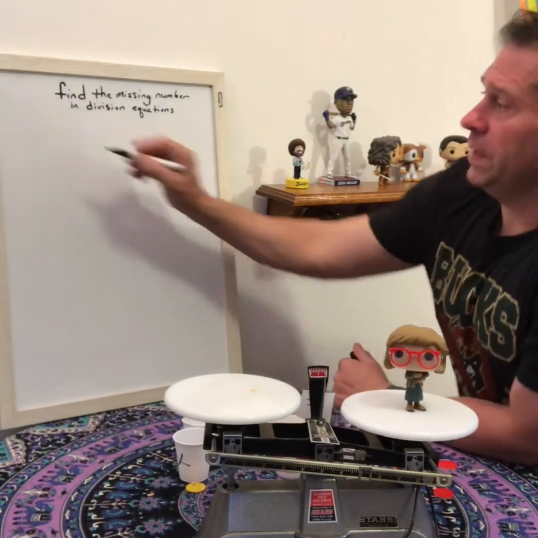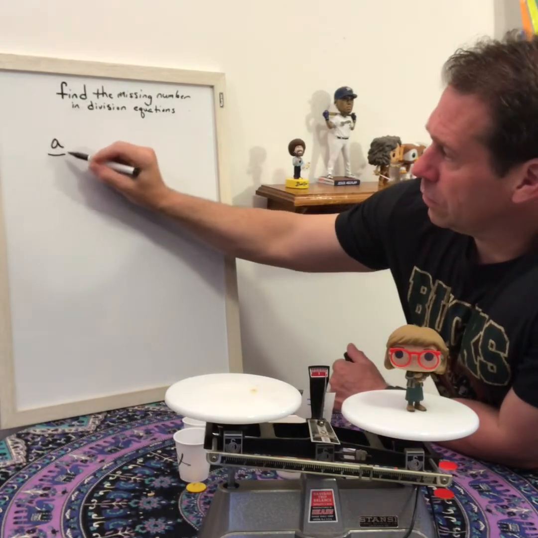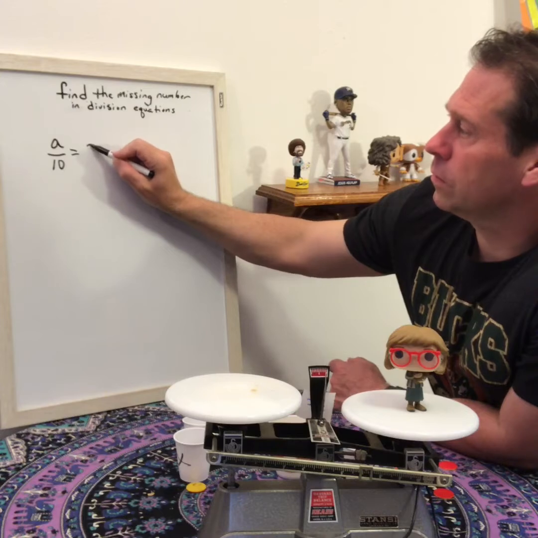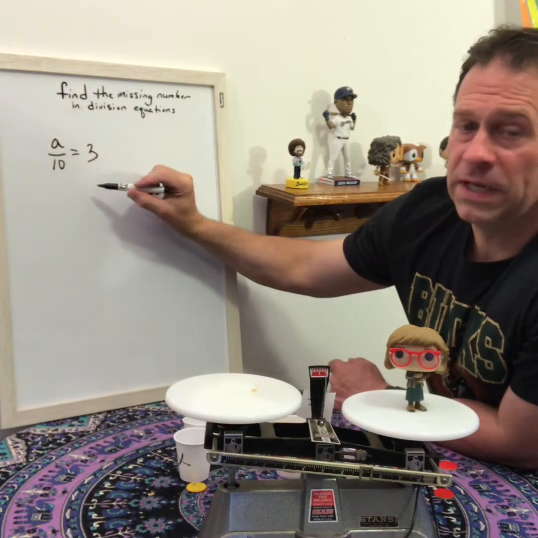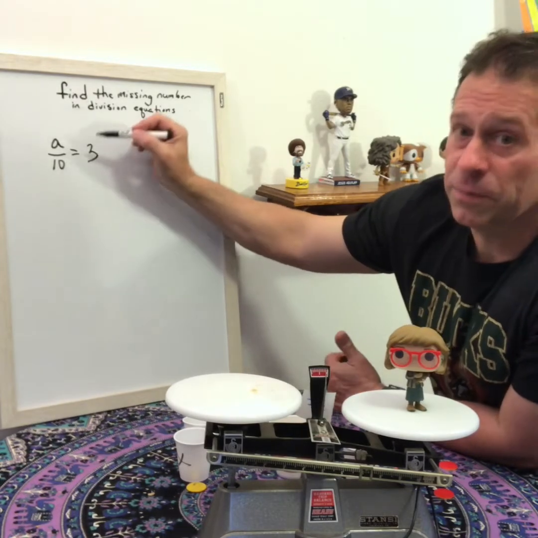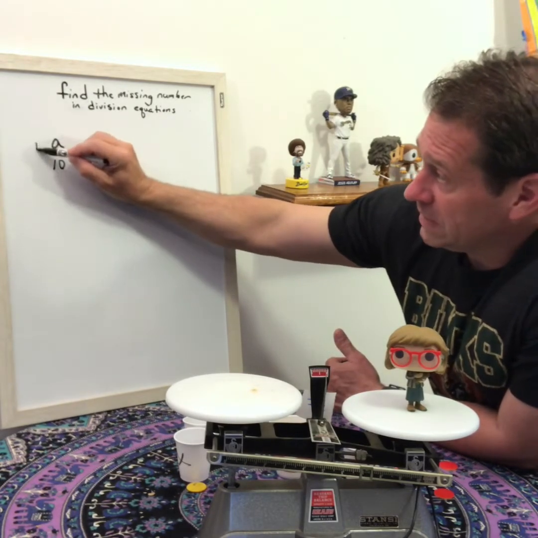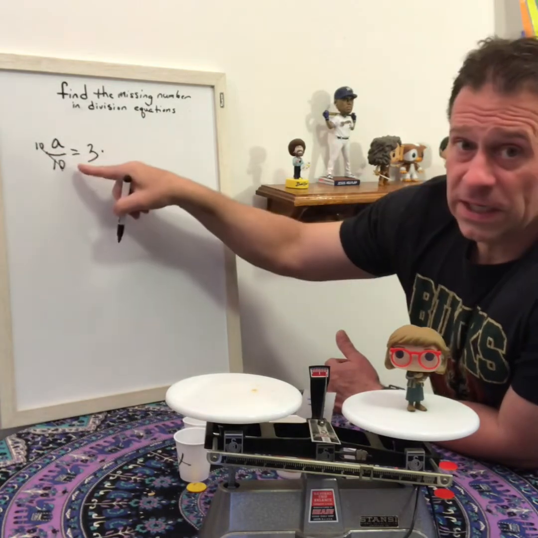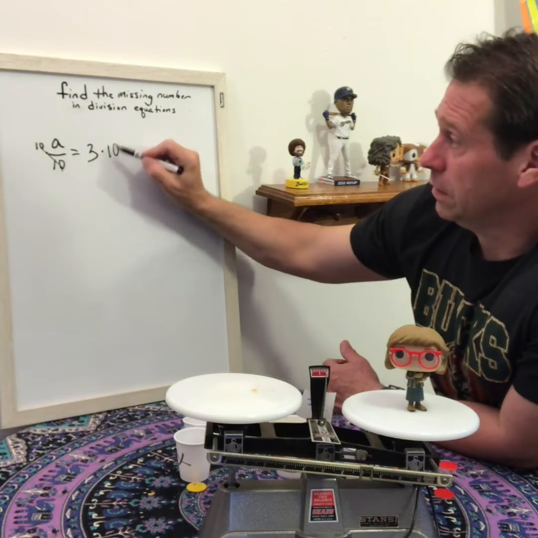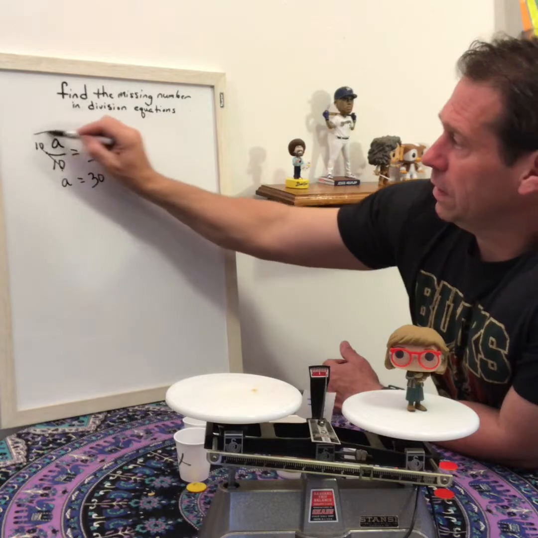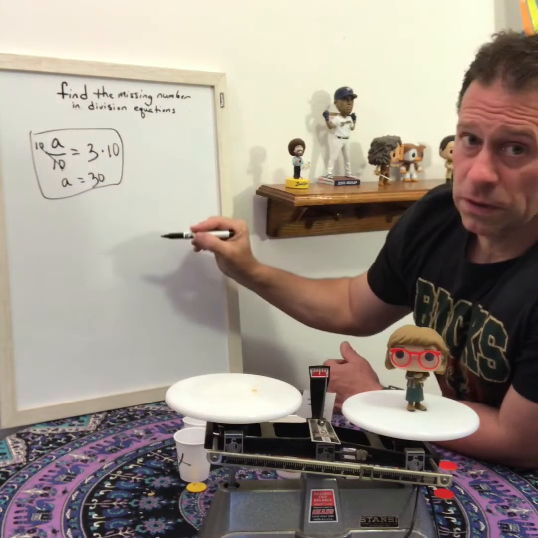A few more examples for this one would be a over 10 equals 3. I would just take a divided by 10 equals 3. To get rid of this divide by, I'm going to have to multiply by 10. 10 over 10 is 1. What you do to one side, you have to do to the other side. So I get a equals 30, and that's exactly how you show your work.